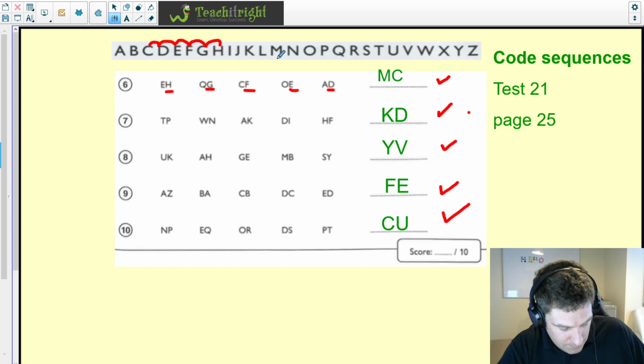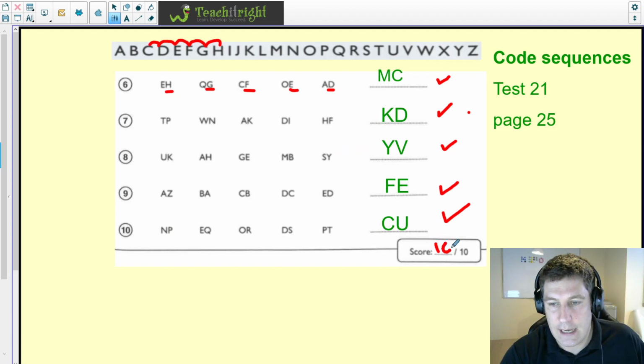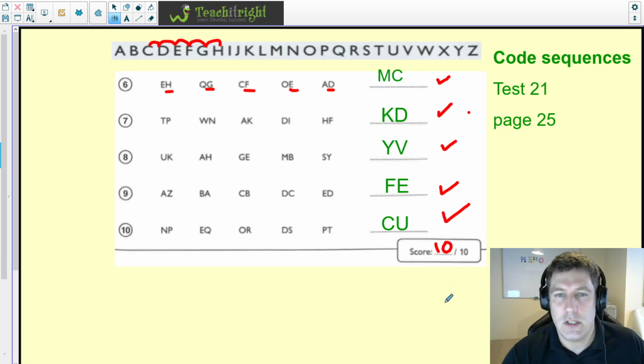8, we got YV. First letter was plus 6, so quite big jumps. Second letter was minus 3. Question 9 was FE, and that was first letter plus 1, second letter plus 1. And then the last one, which was CU, first letter, every other letter, plus 1, minus 1, second letter, plus 1. So in your little box down here, you can write down how many you managed to get correct. If you did manage 10, brilliant. If you did get any wrong, don't worry, but just go back and see if you can understand why.